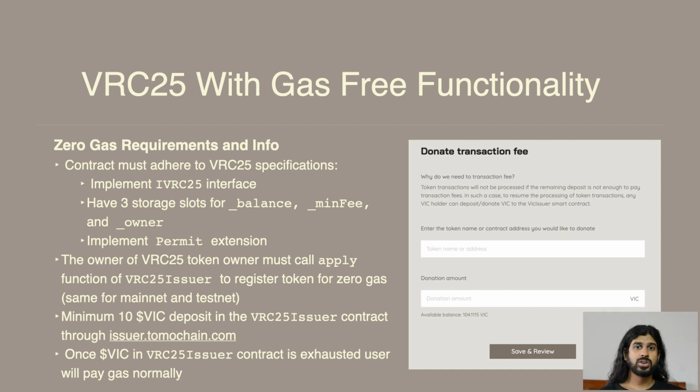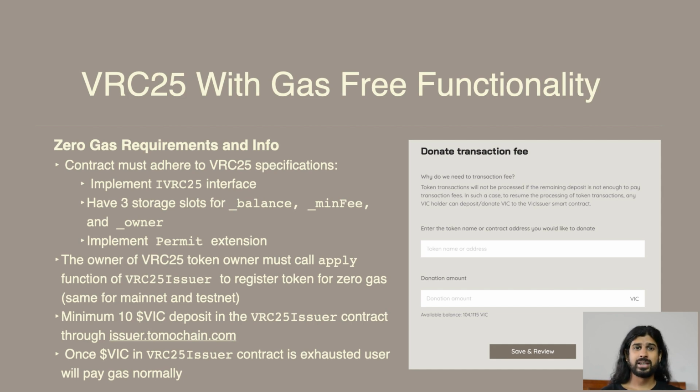So once your contract is registered with the protocol, you need to deposit a minimum of 10 VIC to the VRC25 issuer contract. This can be done through the VIC issuer website, and you can see that on the right here. You enter the contract address and the amount of VIC that you want to donate.